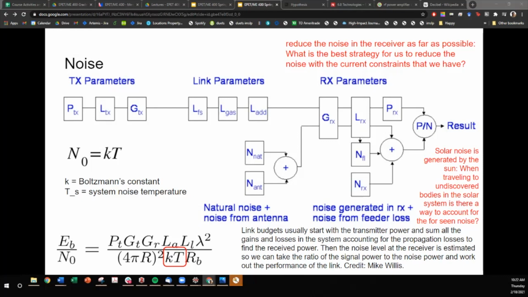What is the best strategy for us to reduce the noise with the current constraints that we have? To reduce the noise, you could reduce the temperature of your system. But other than that, there's two things you can do. You can reduce noise, which is what this question is asking, or you can amplify the actual signal.